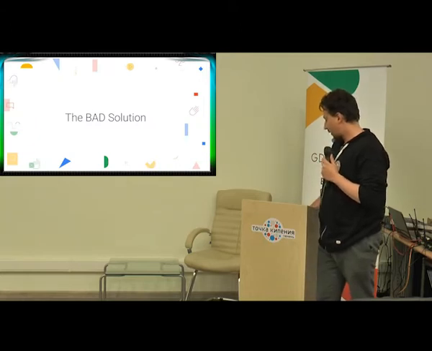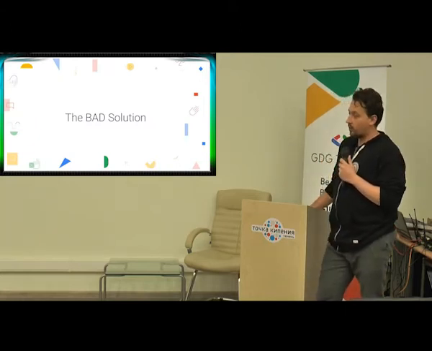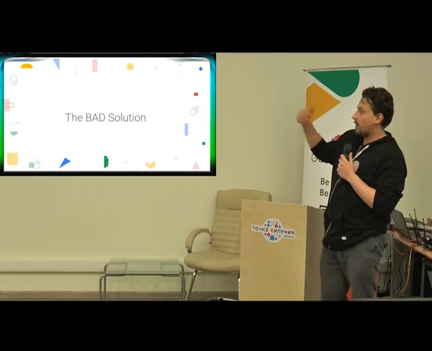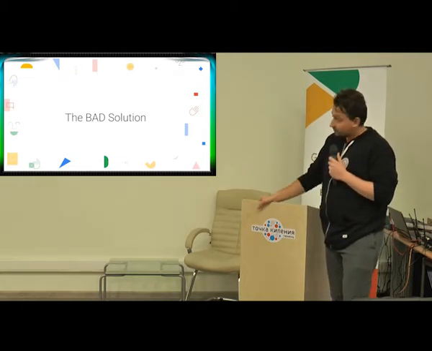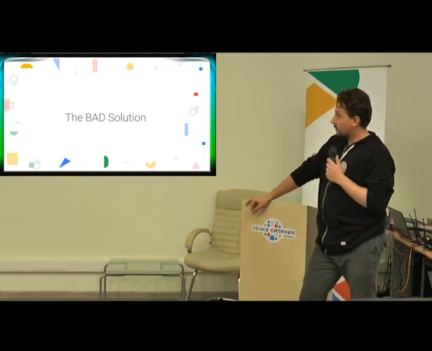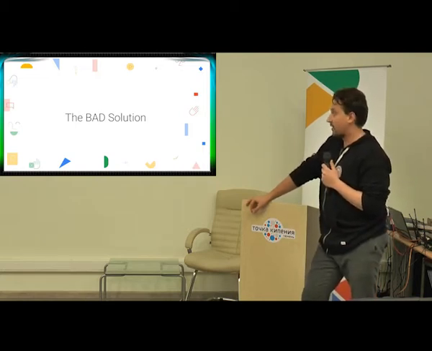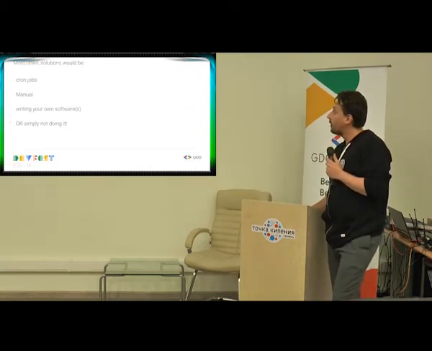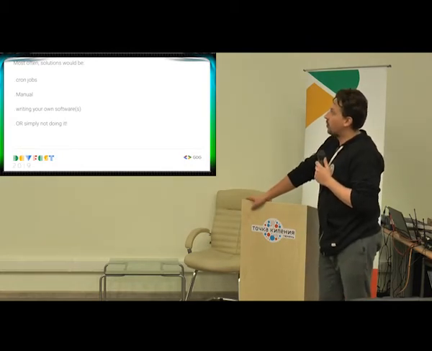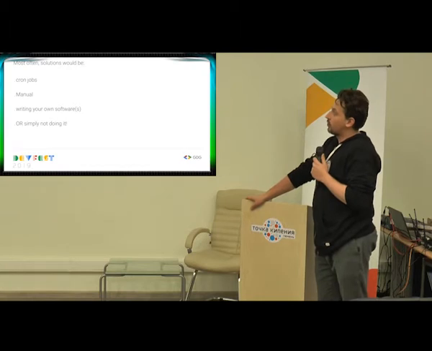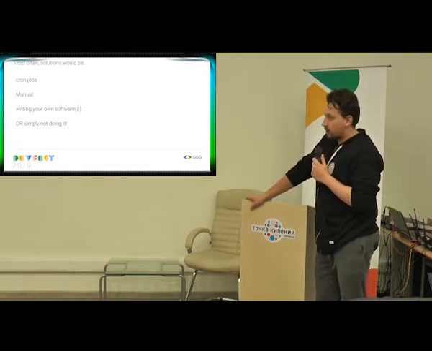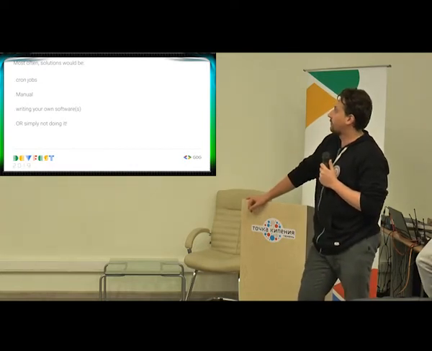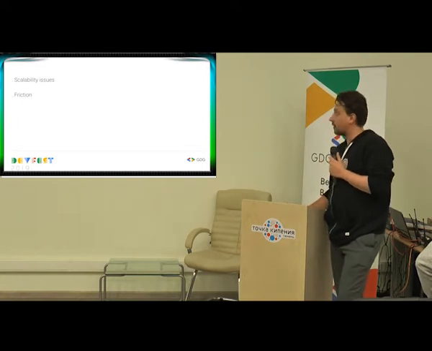And often people come up with awkward solutions. For instance, they would spin up a virtual machine and then run a few cron jobs there. They would do it manually. They would even sometimes develop their own software for that. Or they won't even do it because they don't know how to. And that, of course, means scalability problems and also a lot of friction. If you're making your own software, you're just wasting your time making something which you shouldn't be making.